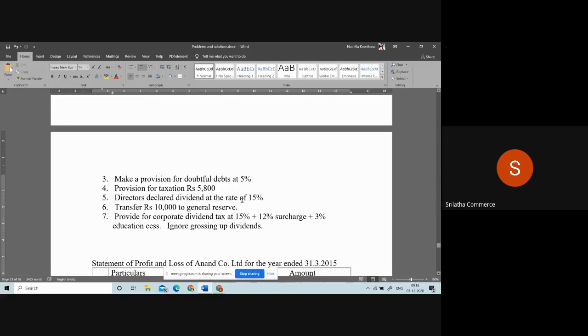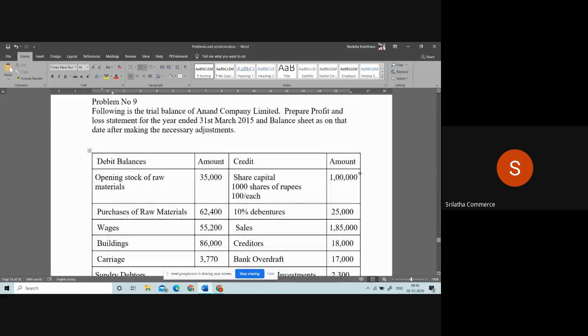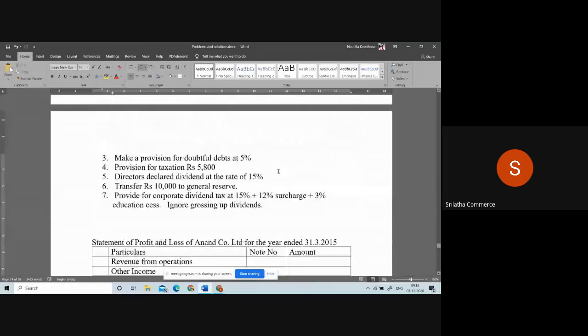Then the directors declare a dividend at the rate of 15%. Always, dividends are to be calculated on the paid up capital. So what is your paid up capital? 1 lakh. On 1 lakh at the rate of 15% is your dividend. And this dividend is to be deducted under reserves and surplus, where we transfer profit after tax from the statement of profit and loss account. Is it clear? From the statement of profit and loss, profit after tax will be transferred to reserves and surplus. So under the heading reserves and surplus, where you have profit after tax, from that you deduct the dividends.